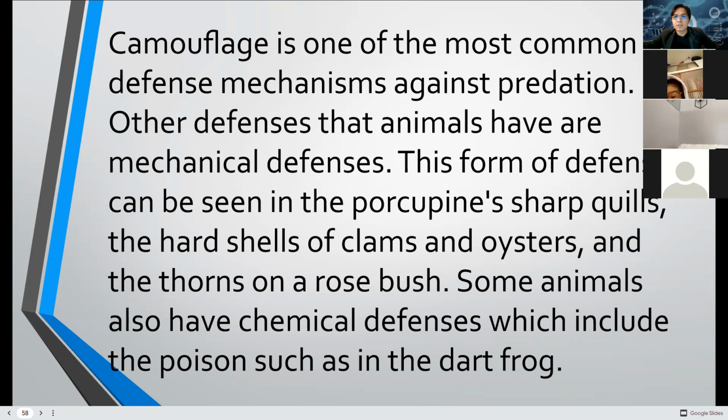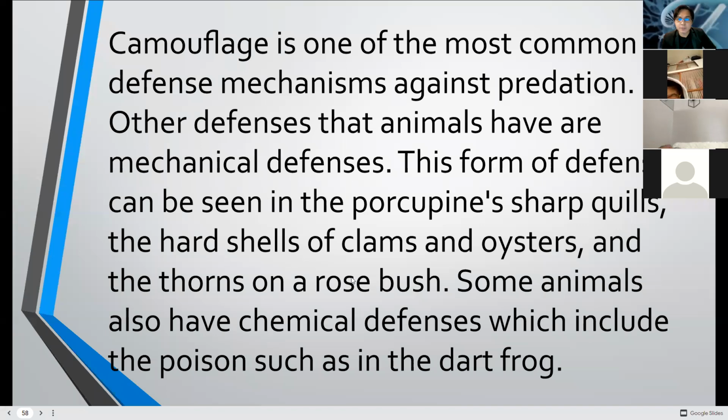Okay. This form of defense can be seen in the porcupine's sharp quills. Have you seen a porcupine fish? The one with a lot of stings? Okay. So those are their defense. That is actually called mechanical defense. Okay. Hard shells in clams and oysters, yes. If you're going to look at it and feel it, it's really hard. And of course, it is not shiny. Okay. And it has a lot of what? Texture. Okay. And thorns on the rose.